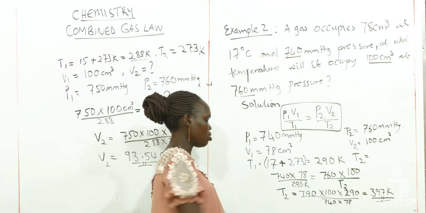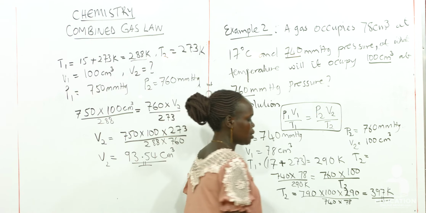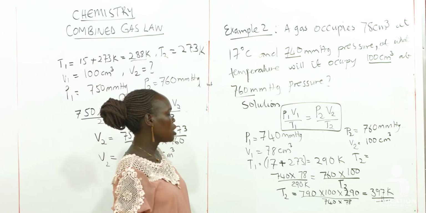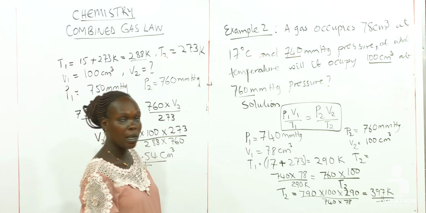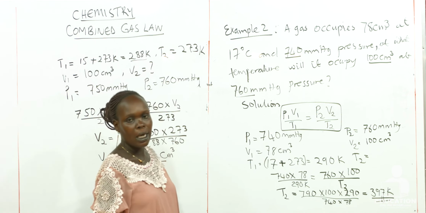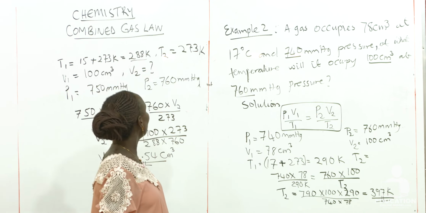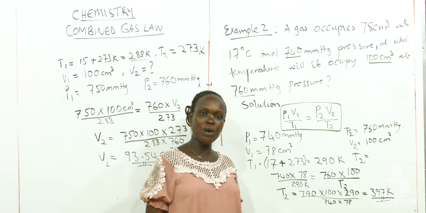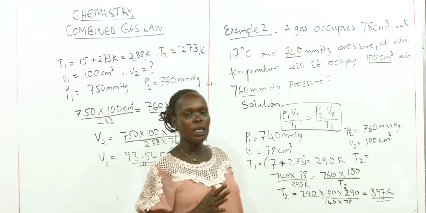So in this case, what is required is temperature 2, which is the absolute temperature, represented by the Kelvin scale, and it is 397. The temperature 1 is 290. It means it has increased from 290 to 397. So with these learners, we have known all the gas laws, and we have come out with the combined gas law, and we know how to get the combined gas law for what is missing in the problem.